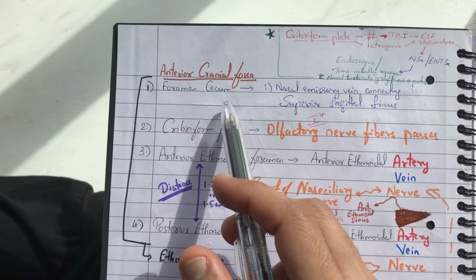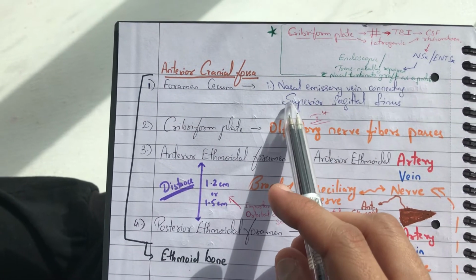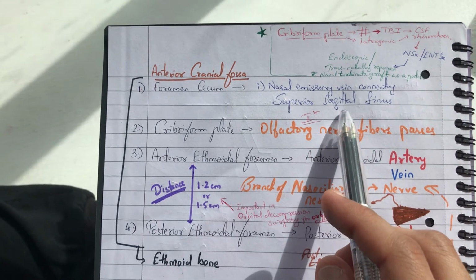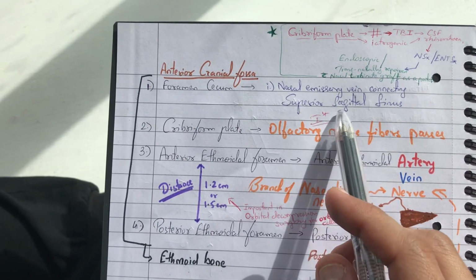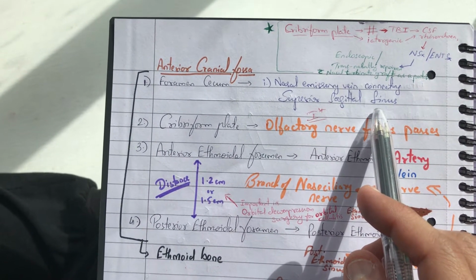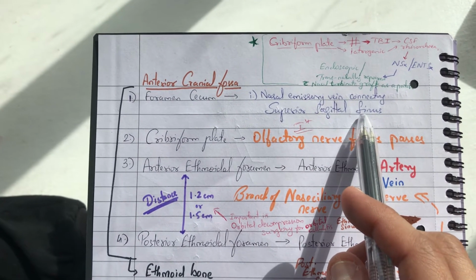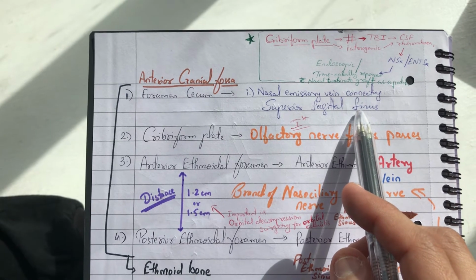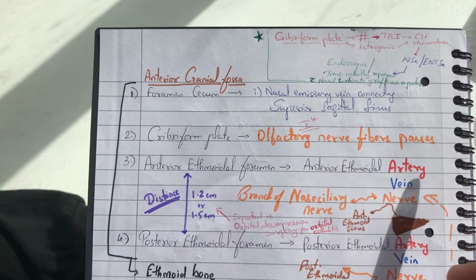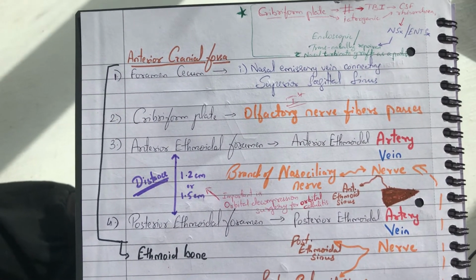Now, foramen cecum basically contains nasal emissary veins, which eventually connect to the superior sagittal sinus. I hope you are aware of this terminology. However, if you don't know, I'm going to make a separate lecture about all the venous system in the brain, so don't worry about that.